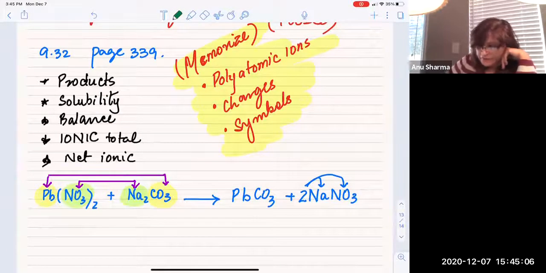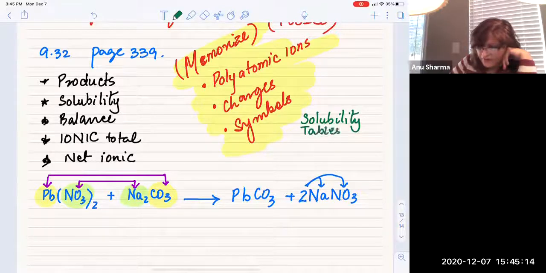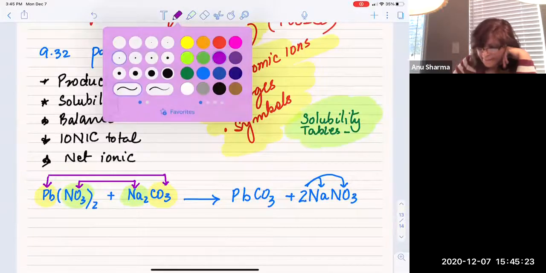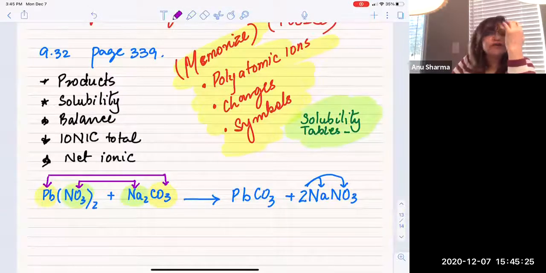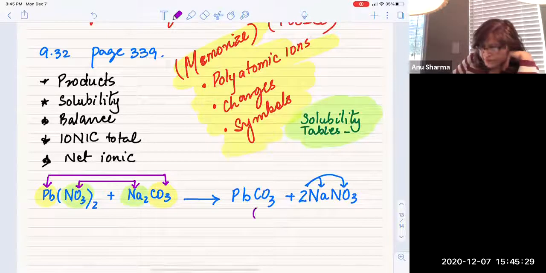Look at the solubility table. Solubility is if it breaks down in water or not. Right, very good. And that can be determined using a solubility chart. And for lead carbonate, that would be insoluble. Yeah, because all carbonates are insoluble.